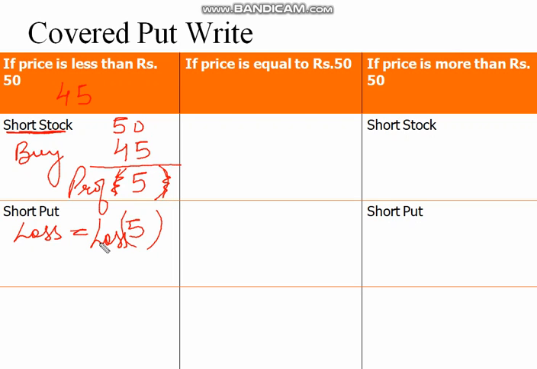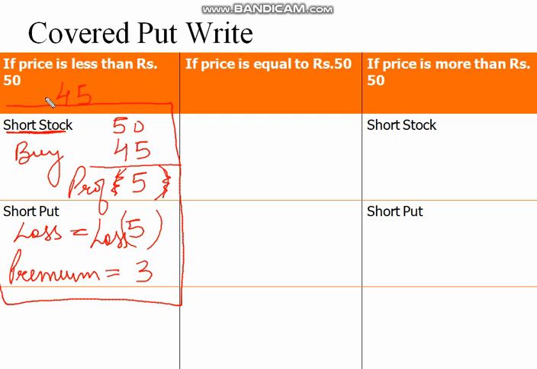Fine. Now on the short put position, you have received a premium. How much premium did we receive? Rupees 3. So your net payoff because of this entire thing is plus 5 minus 5 plus 3. So your net payoff is 3. That is equal to the amount of premium, right?